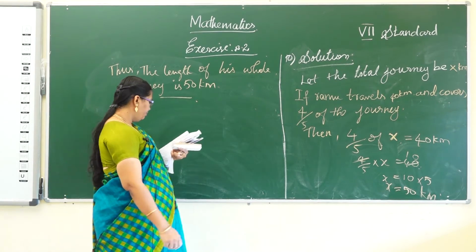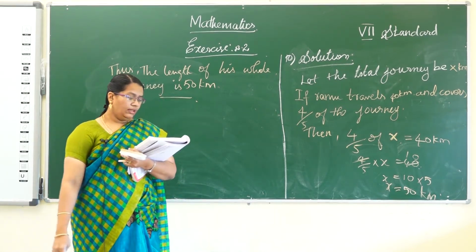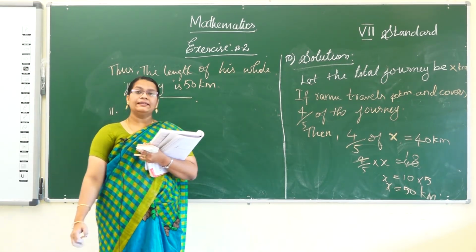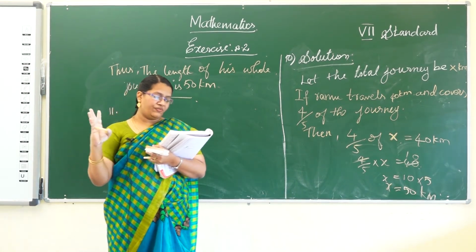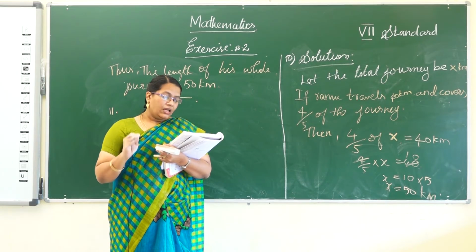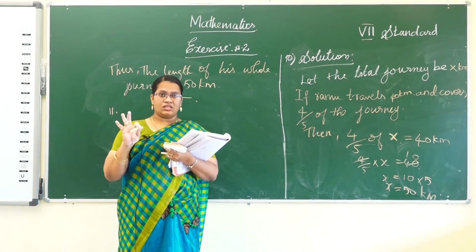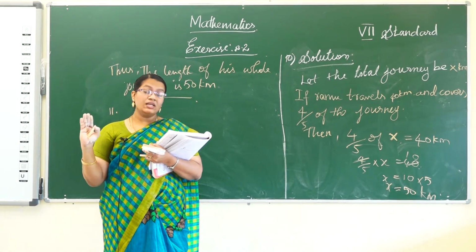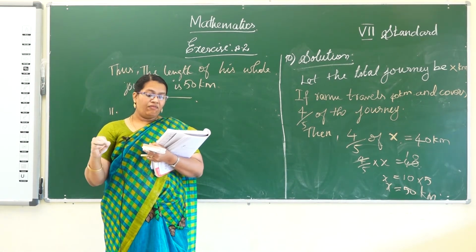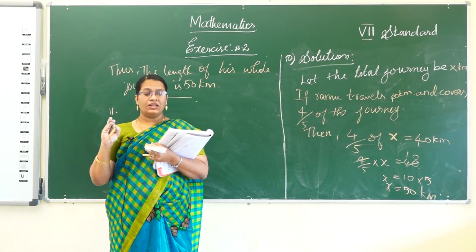11th one, what is given? In a school 3/5 of the students are girls. If the number of boys in a school is given, the number of boys is 200. Okay, find the total number of students in a school.